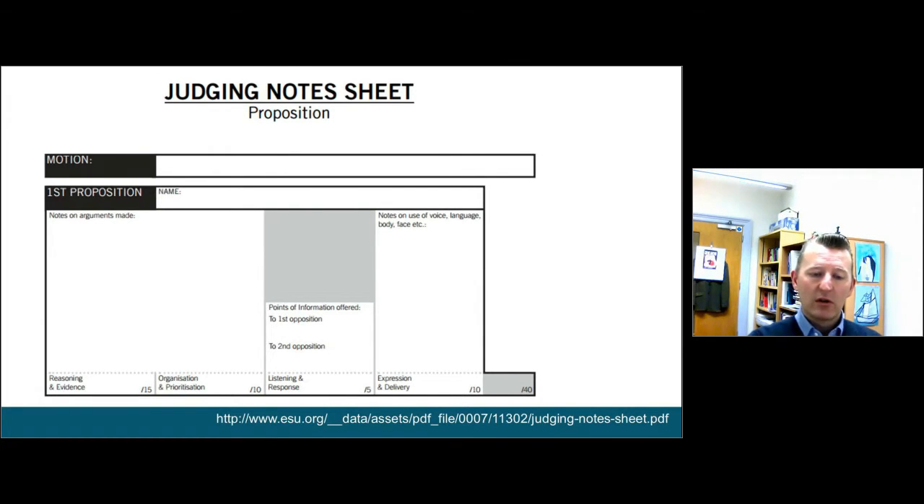So you can see here that you've got reasoning and evidence, which is where you give some recognition of the history. Organisation and prioritisation might be about those history skills of understanding significance and how to construct an argument. And then the listening and response and expression and delivery are more the generic communication skills. But it adds up, it's weighted towards the history scores, but it adds up to comparable scores that children could use to judge their performance against others.